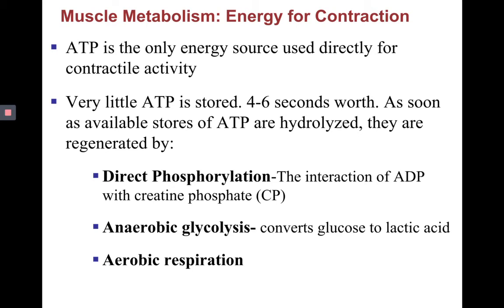So our next topic is muscle metabolism, and this is where muscles get energy for contraction, because ATP is the only energy source used directly for contractile activity. And we don't really store a lot of ATP in our cells, specifically not our muscle cells, only 4 to 6 seconds worth, so we have to constantly generate ATP.